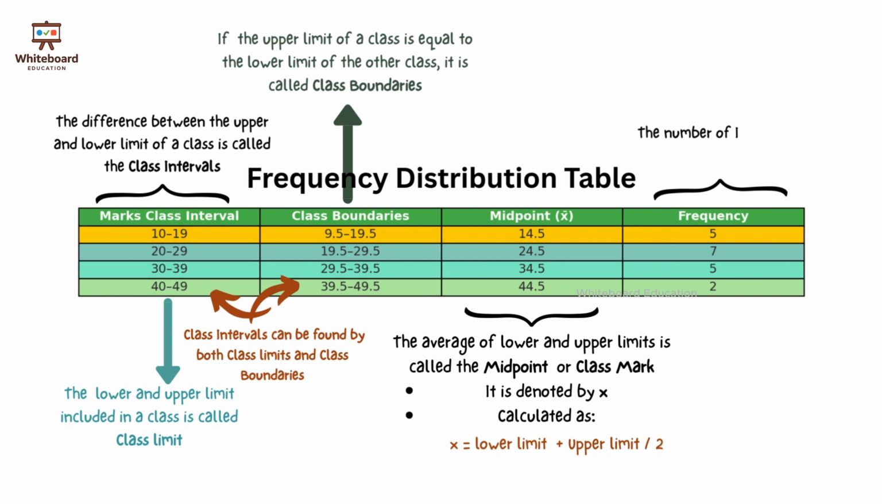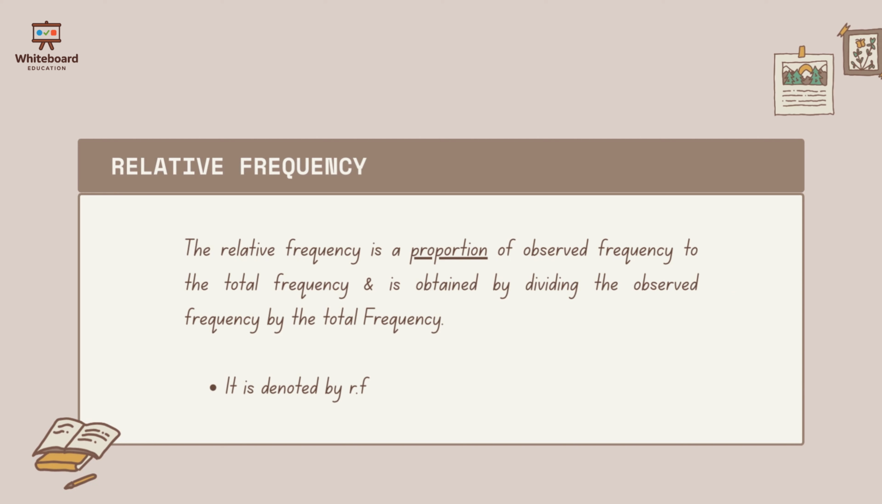And lastly, the number of items falling in a class is called class frequency. It tells which data falls under what category. I hope it's all clear now. So let's move on to the next topic, which is relative frequency.